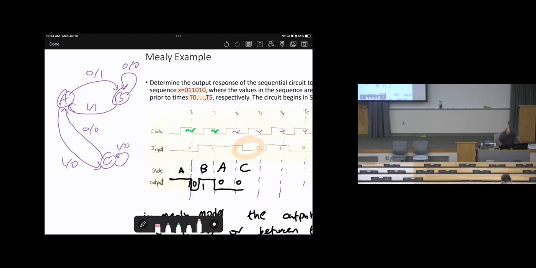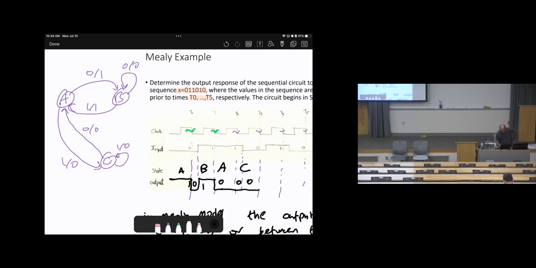When the input is 0, let's go back to C. Here is C, the input is 0, the output will be 0. So the output will remain 0. The only reason the output is remaining 0, even though there is a mid-cycle change, is because it's still 0 here. Both arrows, when we switch from 1 over 0 to 0 over 0, the output will remain 0 in both cases. Therefore, during this mid-cycle update, the output will remain 0.